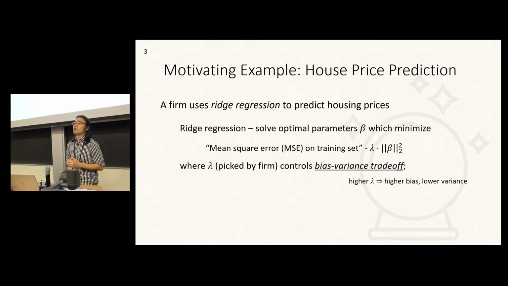Ridge regression will try to solve for an optimal parameter beta, which minimizes the mean square error on a training data set plus a regularization term. For ridge regression, it will be lambda times the L2 norm of beta. Here, the parameter lambda can be controlled by the firm. It controls the so-called bias-variance trade-off, which I will formally define later in the talk. But loosely speaking, bias and variance are two components in the prediction error, and they form a trade-off in the sense that if you have a higher lambda, you will suffer a higher bias and a lower variance, and vice versa.